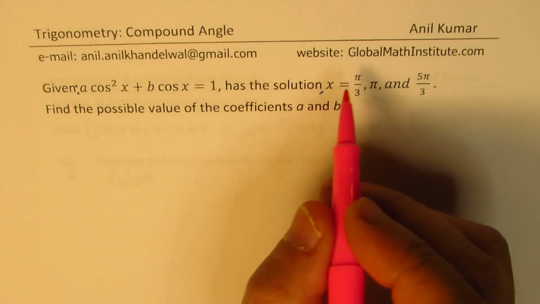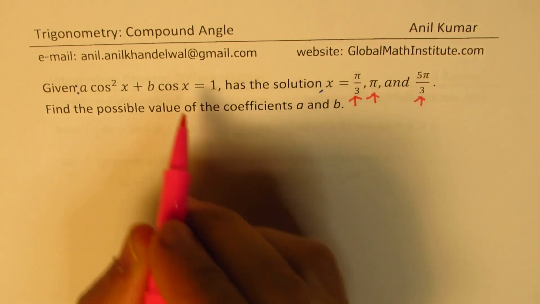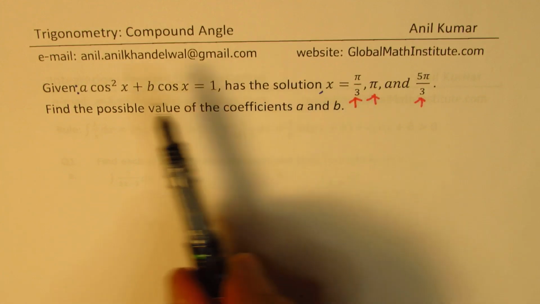So what we are saying here is that we have three solutions, right? These are the three solutions for the quadratic equation given to us. That is what we are given. So a couple of approaches. One, what we could do here is we can start from the solution itself.